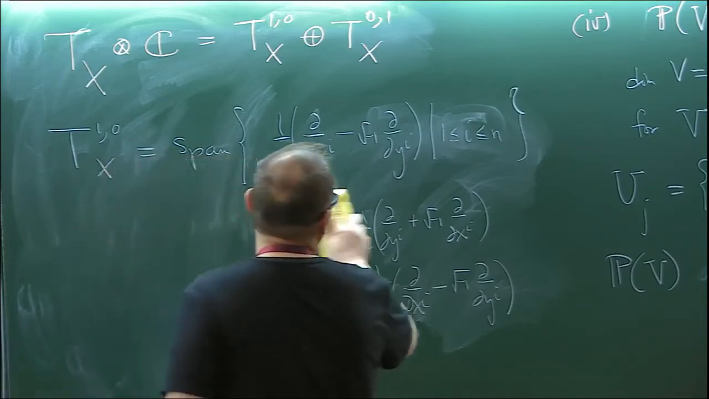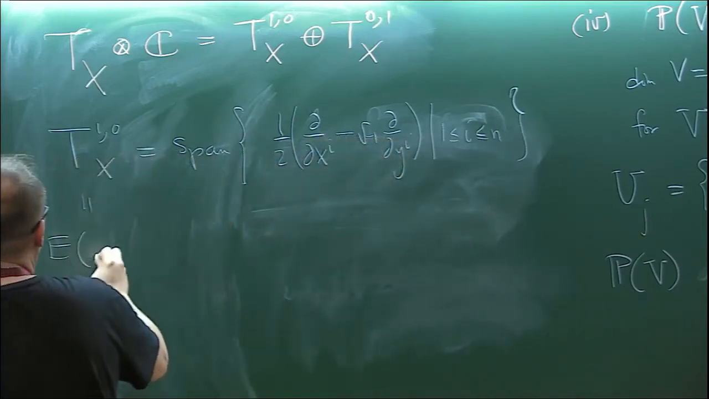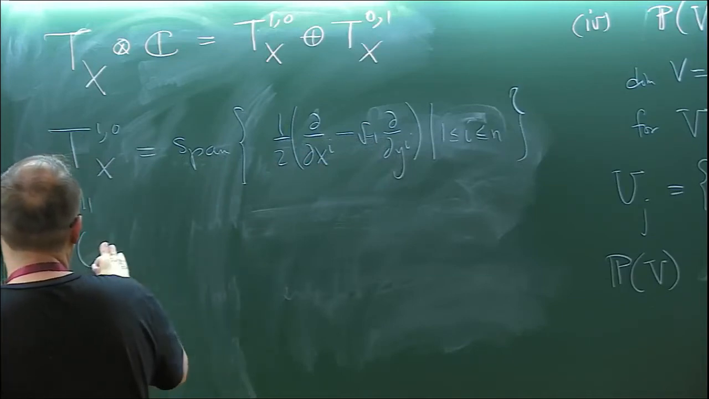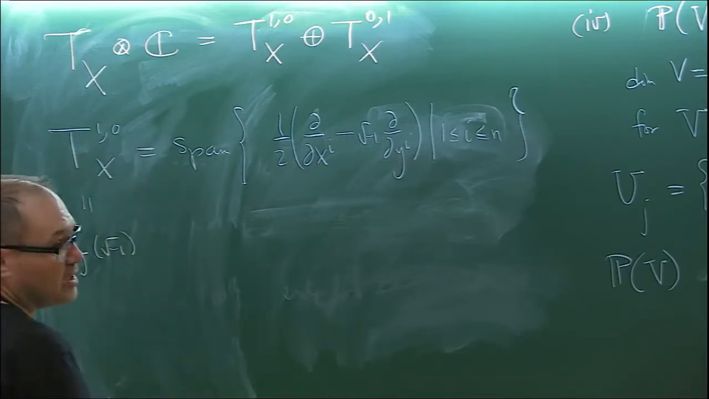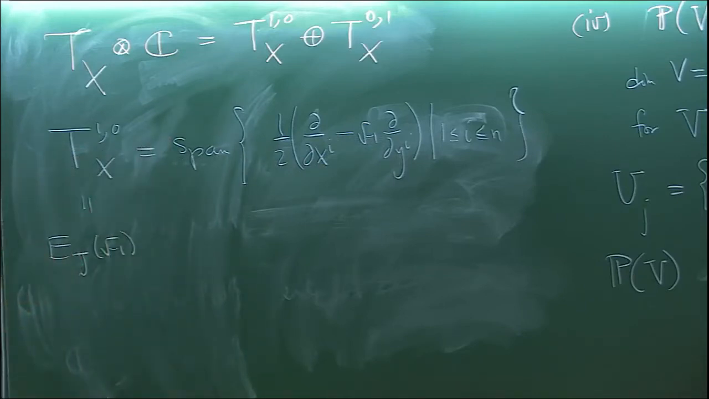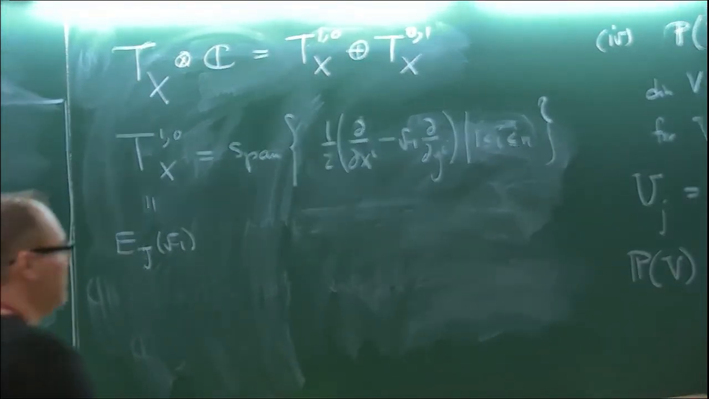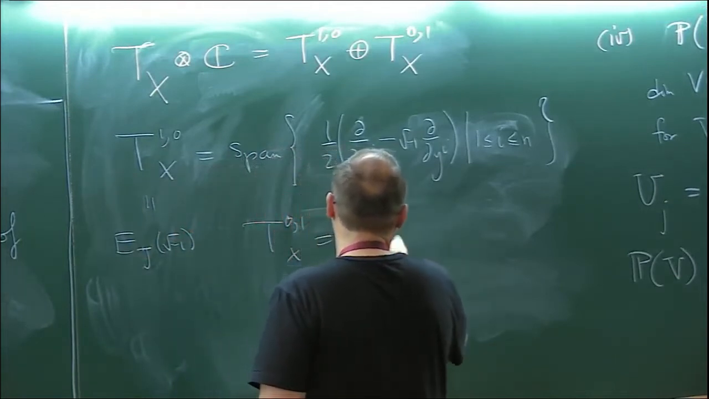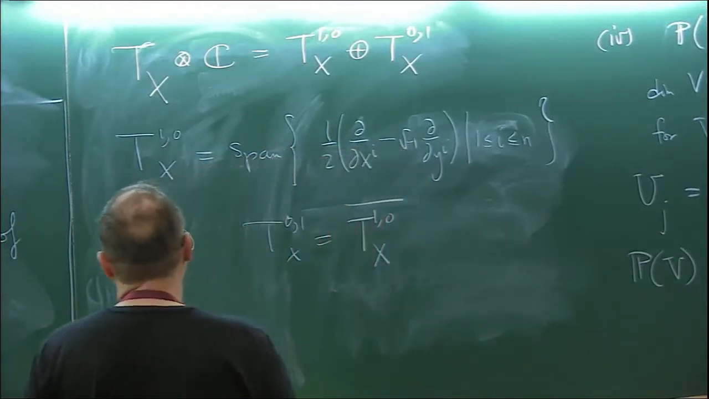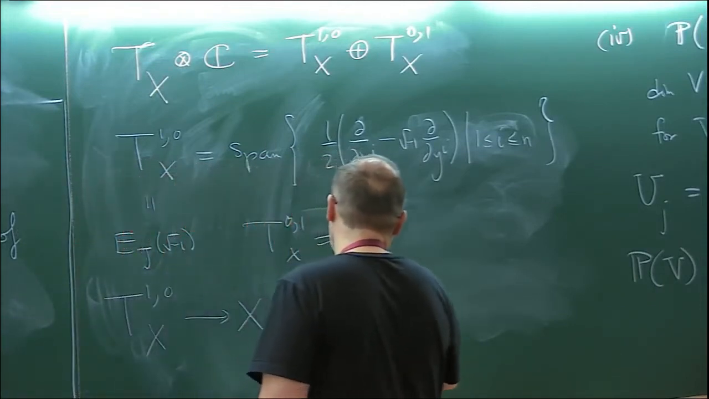So this is E sub J of square root of -1. And the other one is the corresponding eigenspace with eigenvalue negative square root of -1. But it's actually just the complex conjugate vector space. So okay, what you see is that T10x is a holomorphic vector bundle.